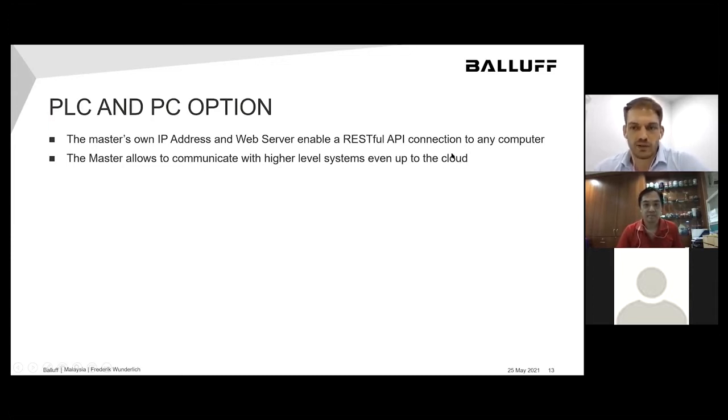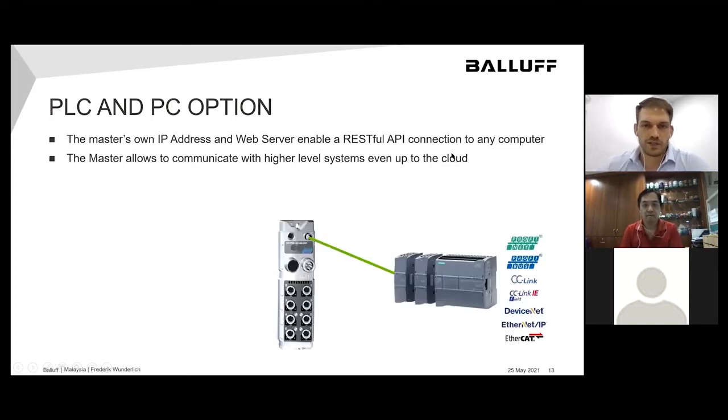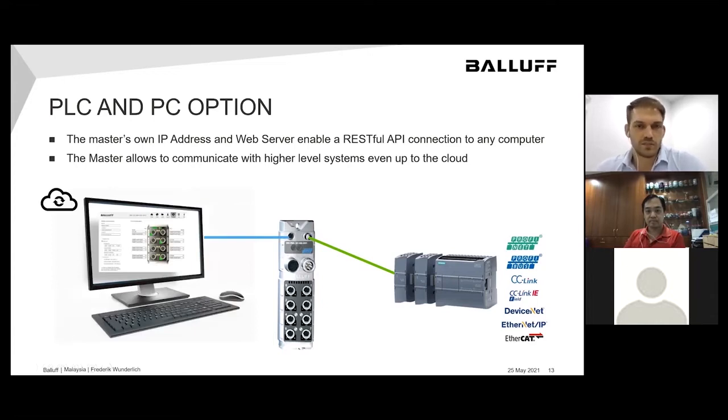For example, the cloud. On this picture, you can see the master being connected to our PLC. In this example, we use a Siemens PLC and Profibus protocol. But on the right, you can see we have different masters for any PLC bus protocol, for example CC-Link, CC-Link IE Field, DeviceNet, EtherNet/IP, and EtherCAT. This is the connection to the PLC, whereas we could also connect the master straight away to a PC.